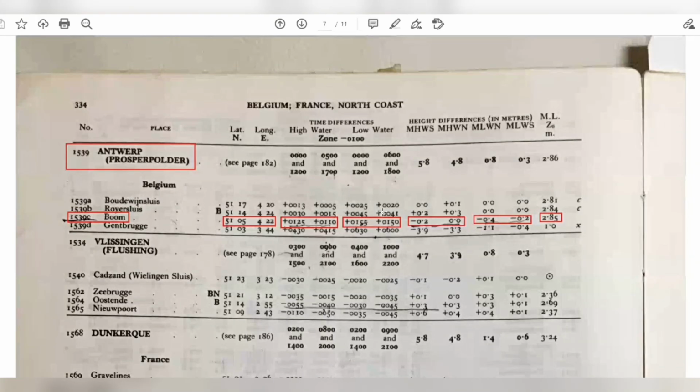So what will be the time at Boom for the first low water? 325. Add 0154 to 0131. What do you get? 0325. So 0325 will be the first low water time at Boom. Now if you want, you can go to next low water and then come back to high water. There's no problem. You can finish up both the low water first and then write for high water.